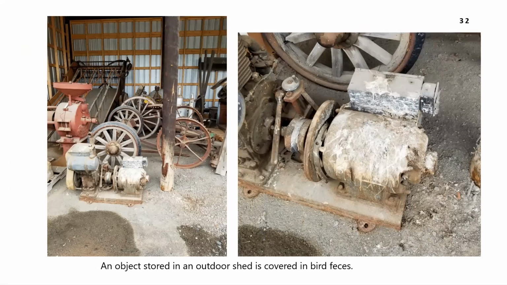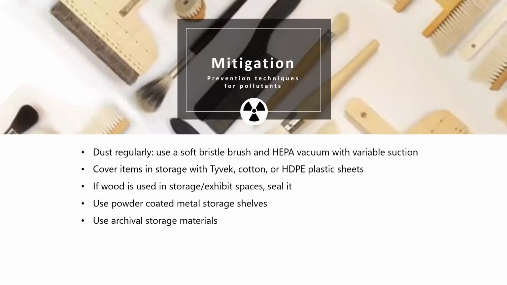So, some mitigation strategies for pollutants. Dust regularly, even in your exhibit space. Just using a soft bristle brush helps a lot. And if you have a HEPA vacuum with variable suction, that helps too. But even just dusting helps a lot. Covering items in storage with, say, Tyvek, cotton sheets, or the HDPE plastic sheets will also keep dust or other pollutants from interacting with your piece.